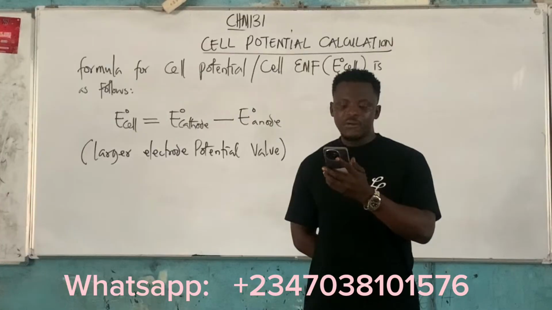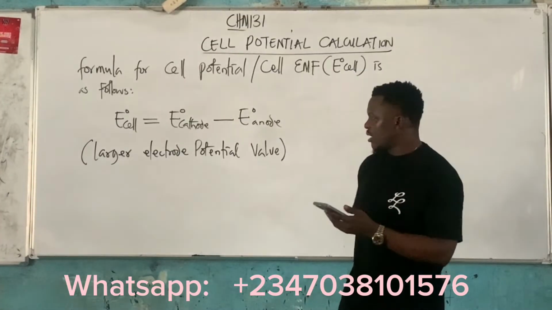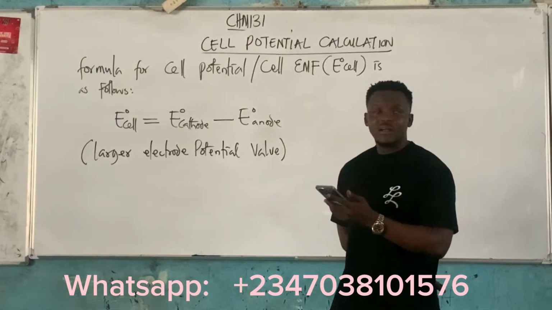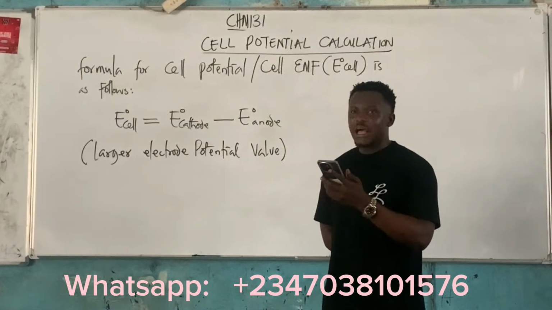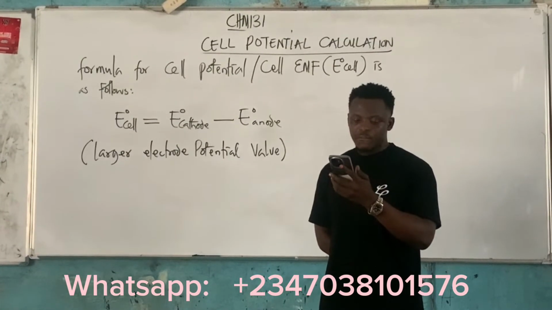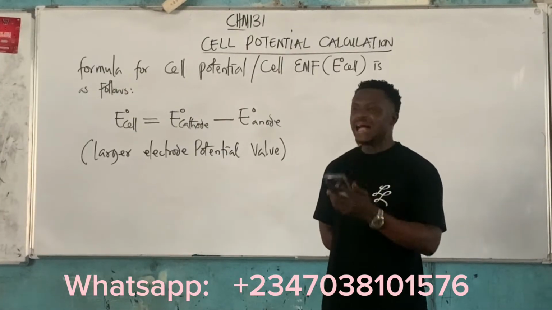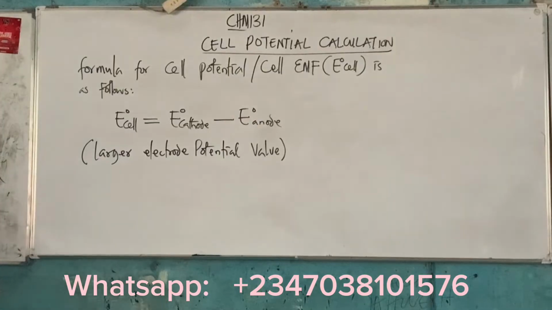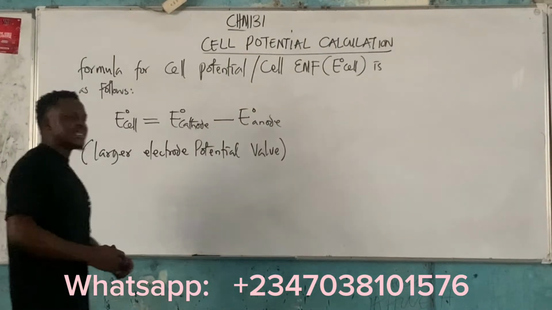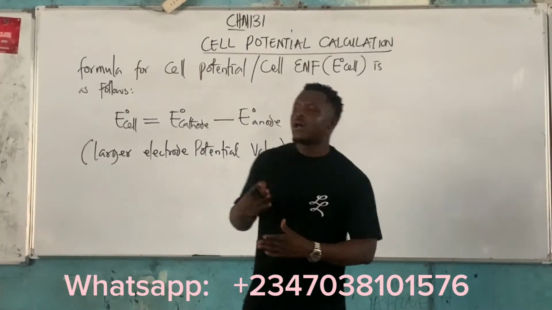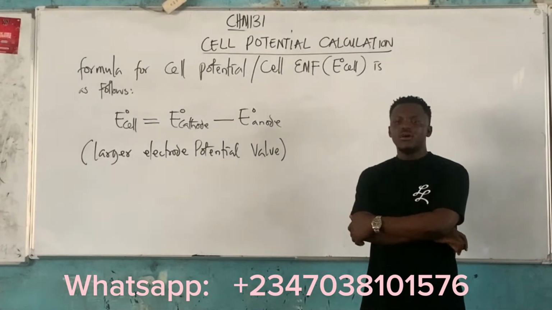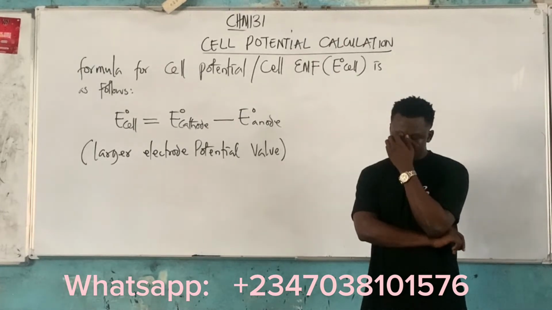while the other with a smaller electrode potential will act as the anode, in brackets, oxidation half cell.